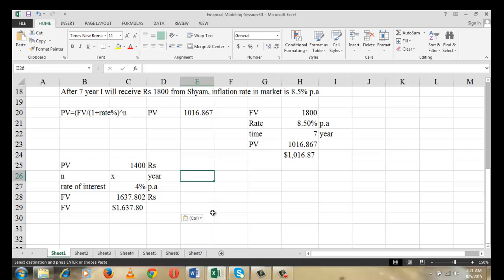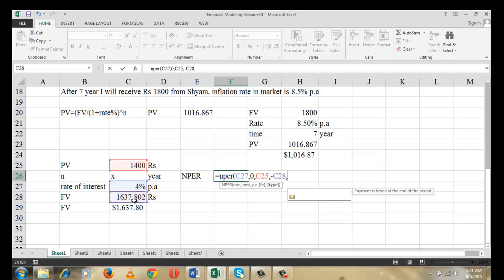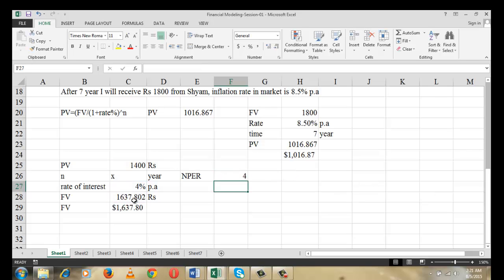So for that you can calculate NPER. In Excel, if you write NPER, it means time period. Rate is 4%. PMT, there's nothing called PMT here. Present value of money is 1400. In future value, put a negative sign, because you can see the bracket over the future value. Then type, put 0, and you get the value 4. So this is a very simple formula.